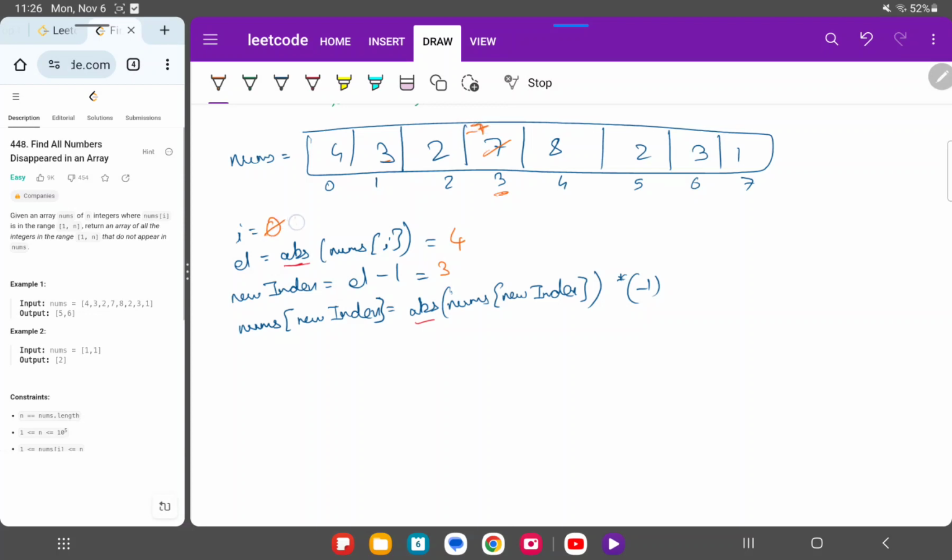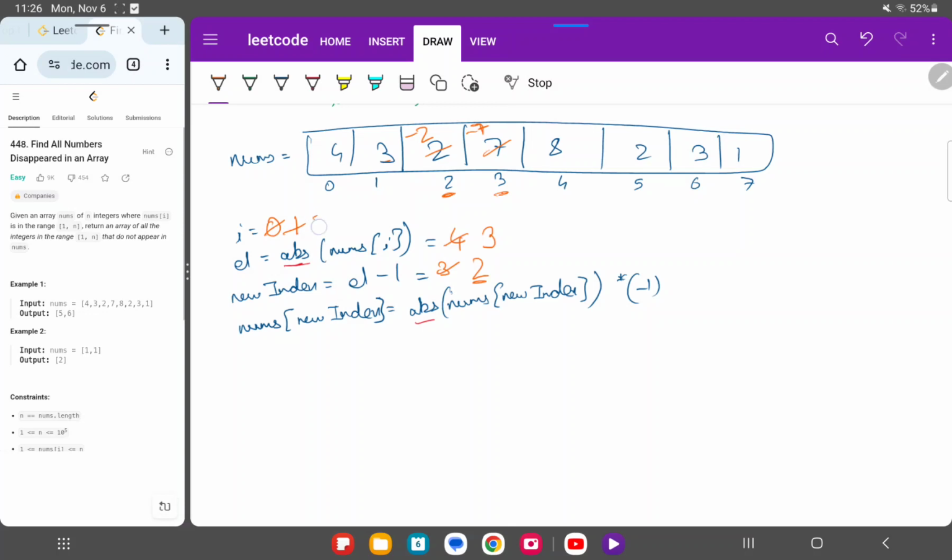Alright, so now we're working with i equal to 1. So at i equal to 1, what is nums[i]? Absolute value of nums[i], that is 3, right? Absolute value of nums[1], 3. So what would be the new index? 3 minus 1, that is 2. And what would be the new updated value? Whatever the absolute value is at this new index, whatever the value there is, multiply that by minus 1 and put it there. So this becomes minus 2.